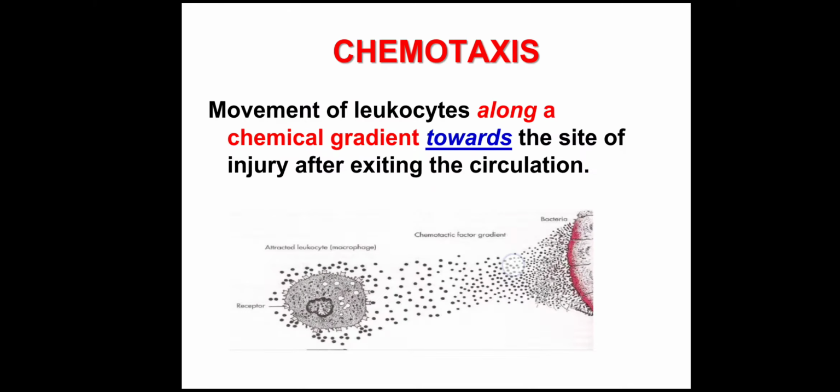So the steps were margination, followed by rolling, then adhesion, then transmigration, and the final two steps are chemotaxis and phagocytosis. So in this talk, I'll be covering these two steps.